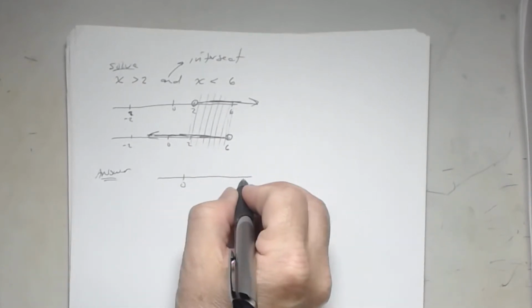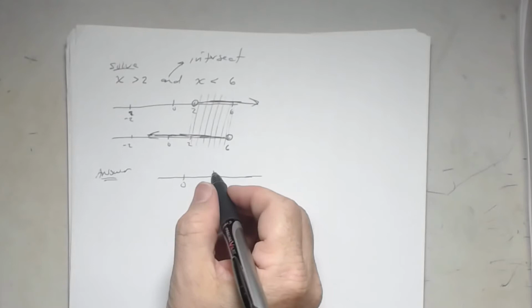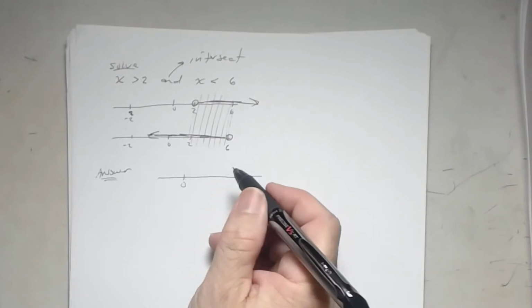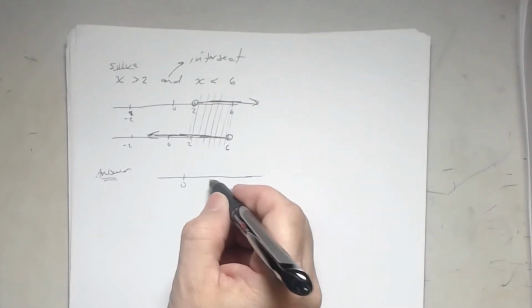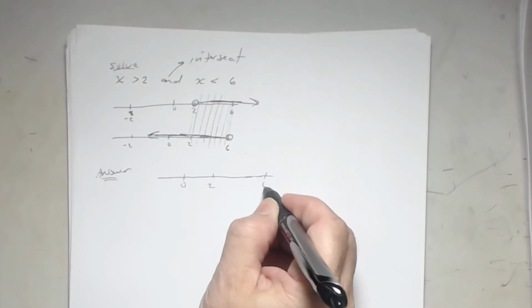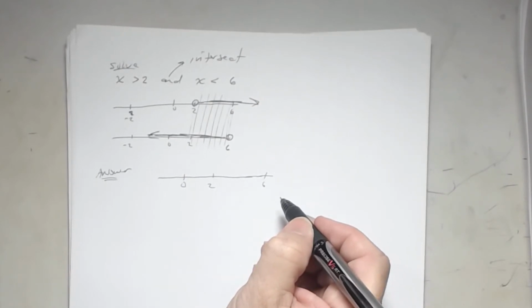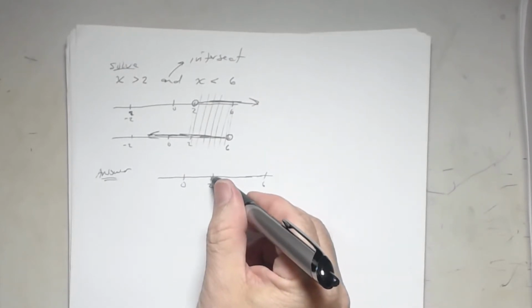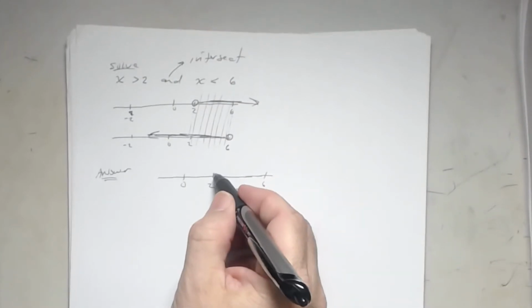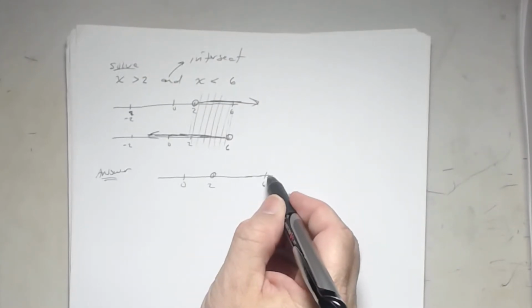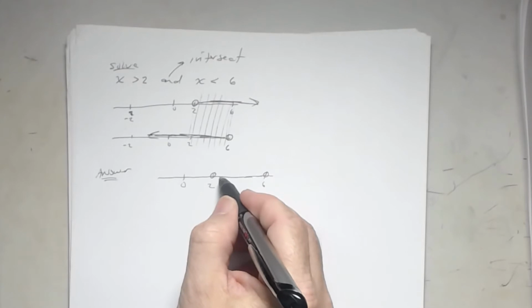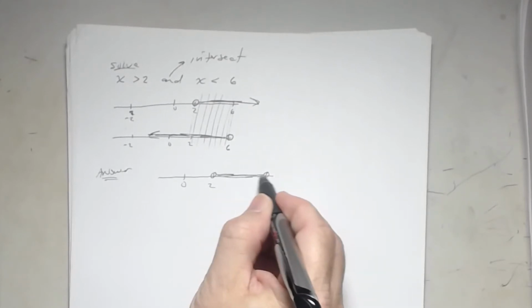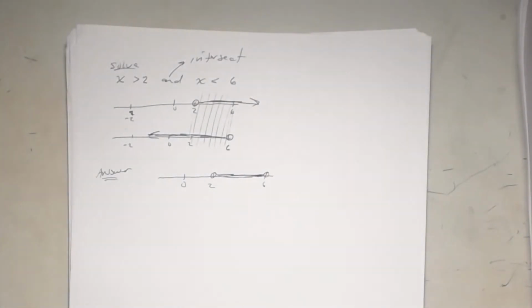So here's 0. Now I'm going to shade in, remember I'm shading in every number between what two numbers? 2 and 6. So here's 2, here's 6. And then on 2, do I use open or closed circle? Open. On 6, open or closed? Open. And where do I shade? In between. So there's your graph.